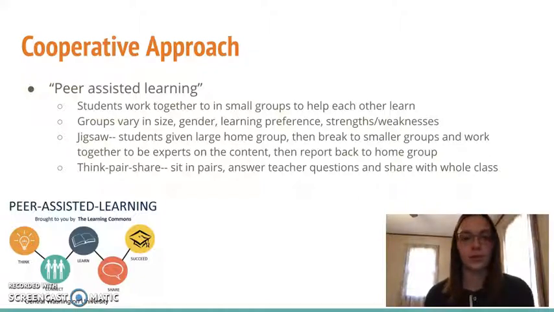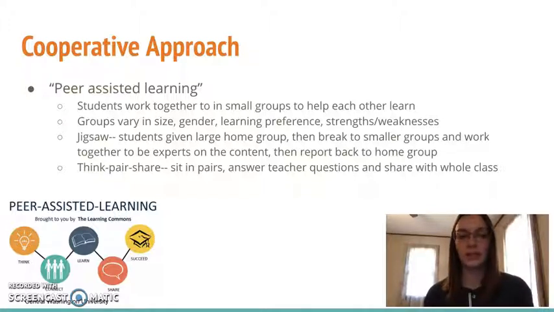One example would be the jigsaw activity, where students are given a large home group, then they break into smaller groups, become an expert on that one specific topic, and then they report back what they found to their home group. So if they become an expert, they feel confident in what they've just learned.